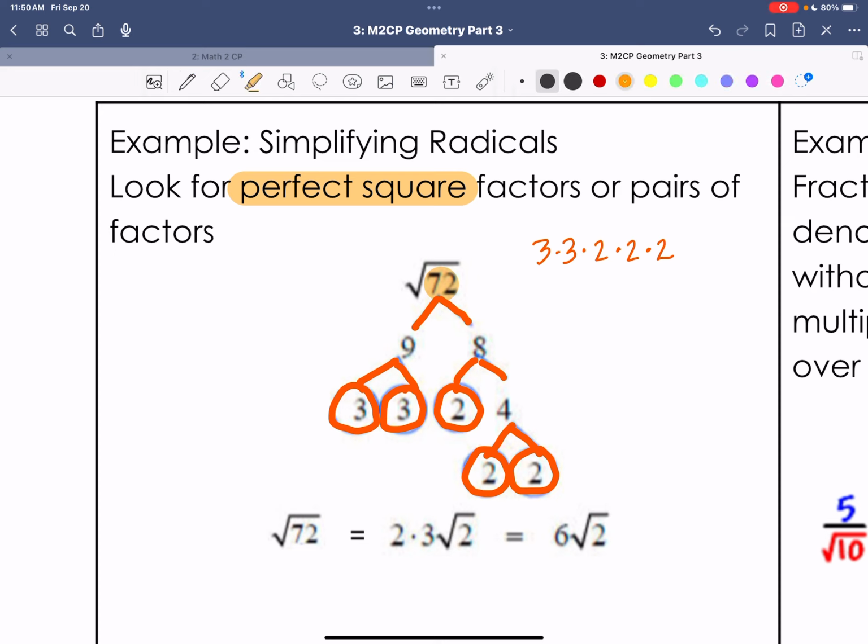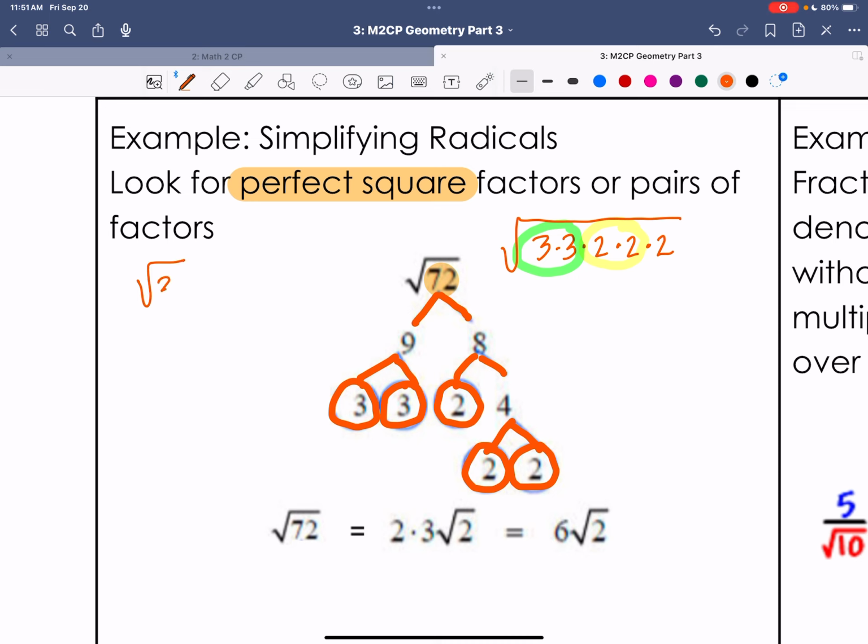All right, so let's look at what we've got here. So far, I've got one pair here. And then I've got another pair here. If you think of this, you're technically taking the square root of all this. So if you were to take the square root of 3 squared, that just equals 3. We're basically doing the same thing. We're going to find a pair, and our pair is right here. And we're going to take that outside the radical.